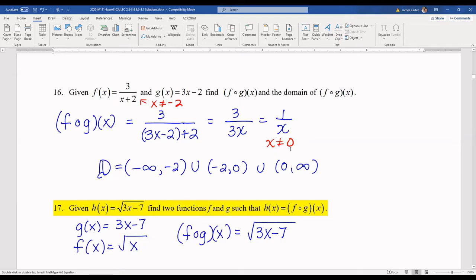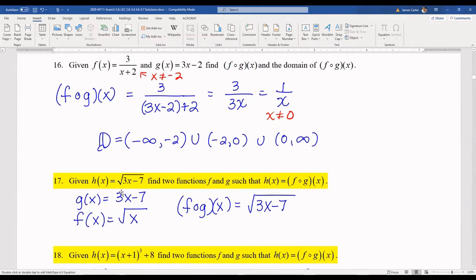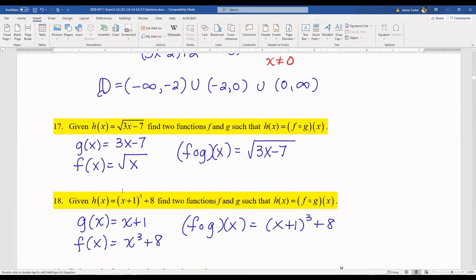X cannot be 0. So this is going to be a three-way here. We go from negative infinity to negative 2, not included. We can't include that. Union with the negative 2 to 0, which is our next stopping point that we can't include. And then 0 to positive infinity. So we actually have two gaps in this equation, one at negative 2 and one at 0. And those gaps, by the way, are called asymptotes.